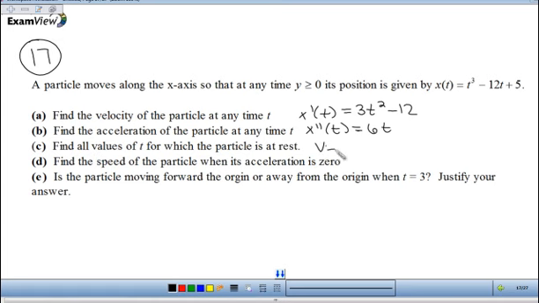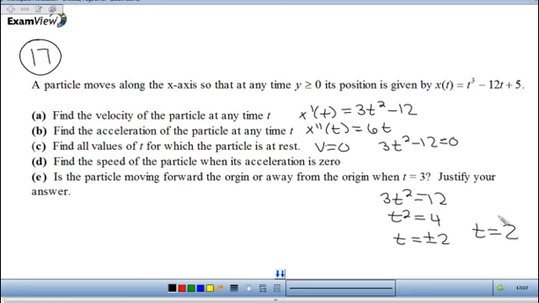The particle is at rest when the velocity is equal to 0. So we're going to have 3t squared equals 12. Divide by 3, so we get 4. So t is going to be plus or minus 2. But because we're talking about time, it can only be positive. So at t equals 2, it's going to be at rest.